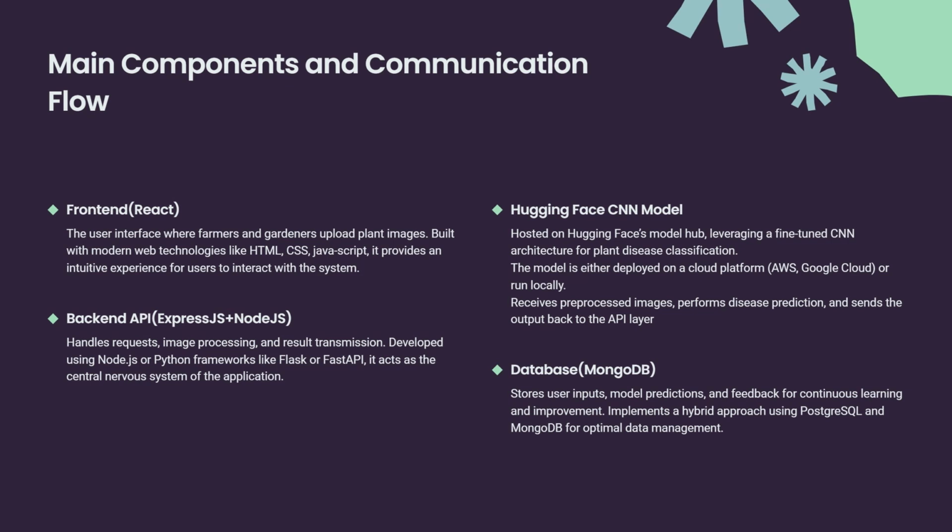And then we have the Hugging Face CNN model. The CNN model is trained to receive pre-processed images, perform disease prediction, and send the output back to the API layer. The CNN model is hosted on the Hugging Face Model Hub. The model is either deployed on cloud platforms such as AWS or Google Cloud, or run locally. And then we have the database. The database stores the user input, model predictions, and the feedback for continuous learning and improvement. The database is a hybrid of PostgreSQL, which is for the unstructured data, and MongoDB, which is used for the structured data.